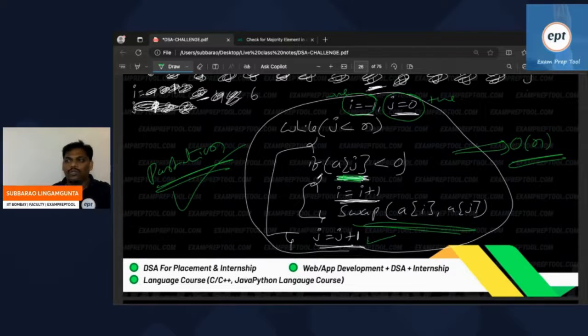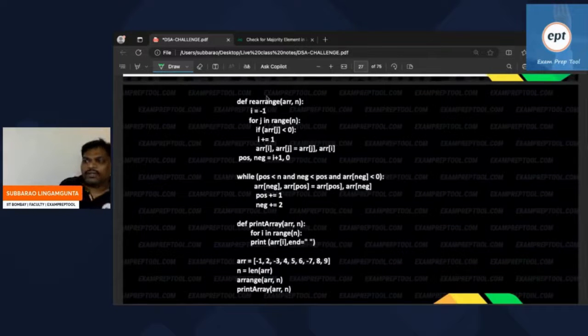I hope everyone is comfortable till now. Now, if you are comfortable, all positives one side, all negatives one side you have done. Now the same code I have written in the form of a Python program. One for loop is going on: i is equal to -1, j in range n. Range n means 0 to n minus 1. J will start from 0 to n minus 1. Whenever this for loop is going on, this code will execute. If the condition is true, this code will execute.